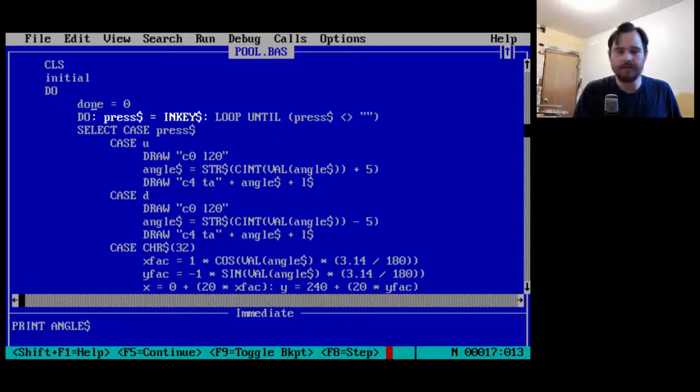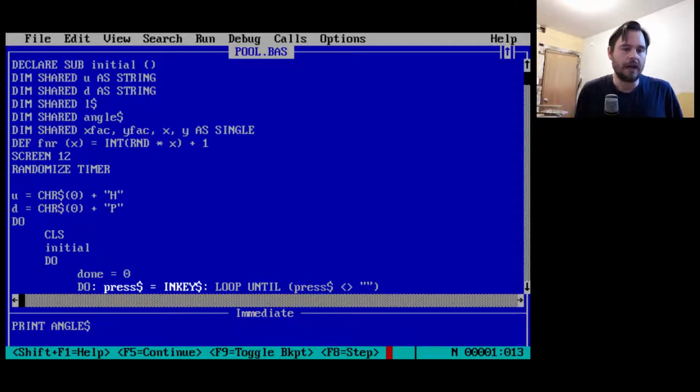Okay, so this is a very small program. We have one subroutine initial. We have our up and down keys, L string and angle string, XFAC, YFAC, X and Y, and a random number generator in screen 12. All right. All right, so up and down, again, our dual character codes, clearing the screen. So this is the outer game loop.